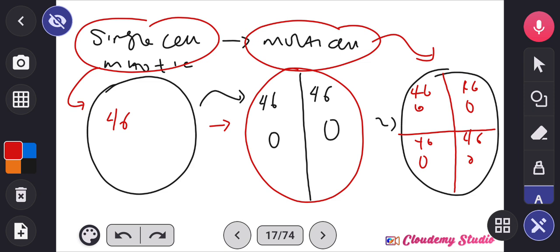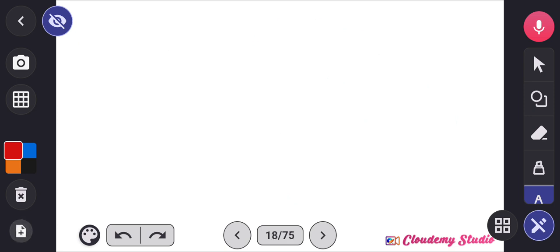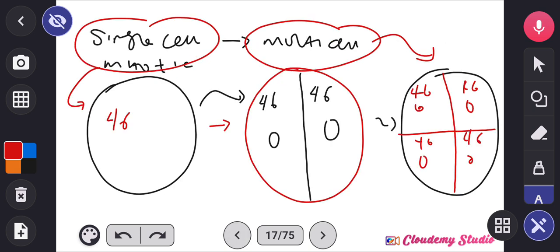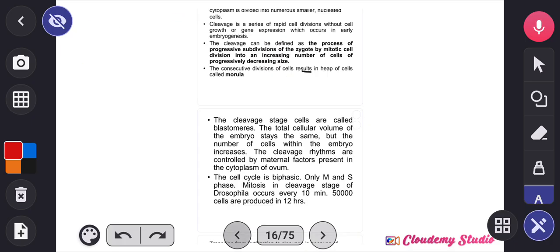And this happens by increasing the number of cells, but the size of the cell remains the same. So I will just say increase in the number of cells, but the size remains the same. Or let me say, but there is no growth. Because even if you look at it very well, it is decreasing the size of the cell. You understand? We are going to be talking about that when we get to it.